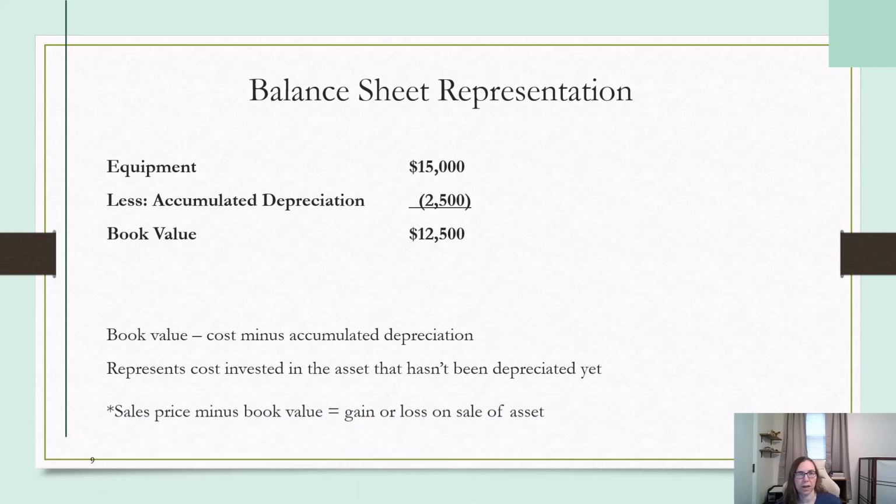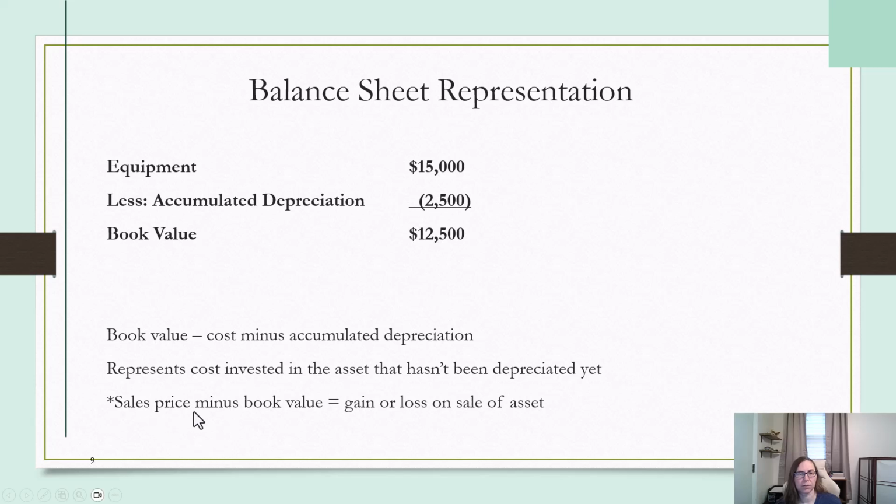If they were to sell this asset right now, the sales price minus the book value would be the gain or loss of the sale of the asset. So if they sold this for $20,000 minus the book value of $12,500, they would have a $7,500 gain on that sale of the asset. And they would have to report that gain and more than likely pay tax on it. Or if they lost money, if they sold it for $8,000, $8,000 minus $12,500 is a negative $4,500. They would have a $4,500 loss that they would report. So that's how it would work.